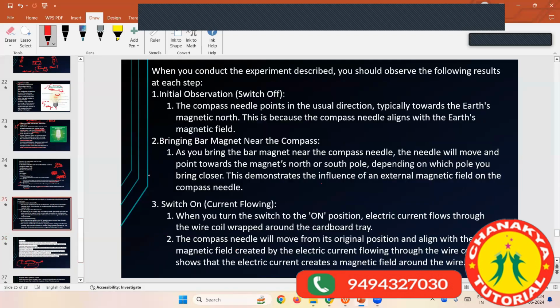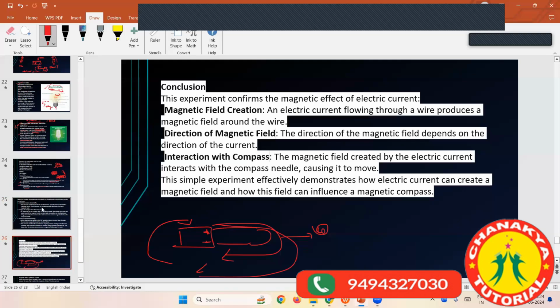Ma'am, for a normal battery circuit, we don't need a resistor or fuse, right? Yeah, because it cannot give more electricity. Yeah, correct. Yes. You're right.